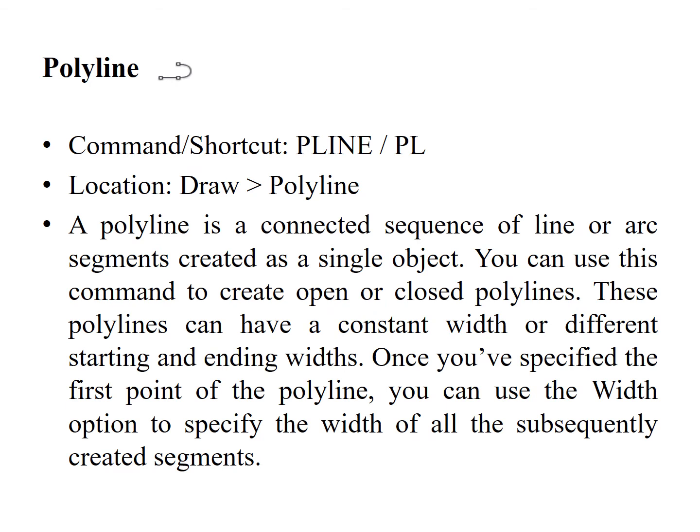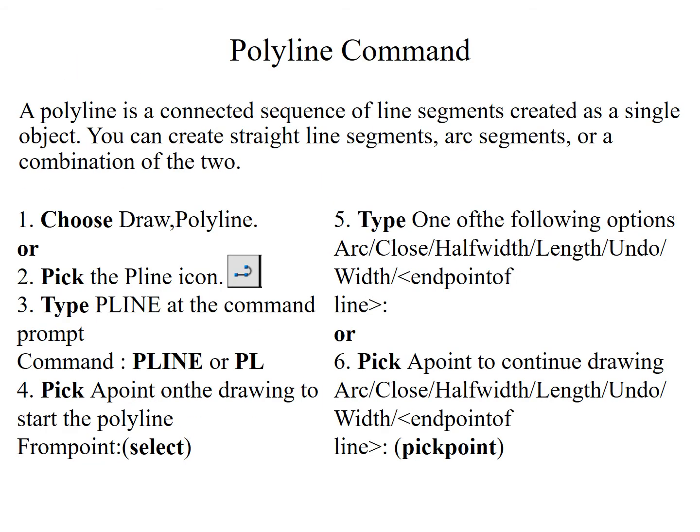Polyline command, the shortcut key is PLINE or PL. Its location is in the Draw menu. A polyline is a connected sequence of line or arc segments created as a single object. You can use this command to create open or closed polylines. These polylines can have a constant width or different starting and ending widths. Once you have specified the first point of the polyline, you can use the width option to specify the width of all the subsequently created segments.